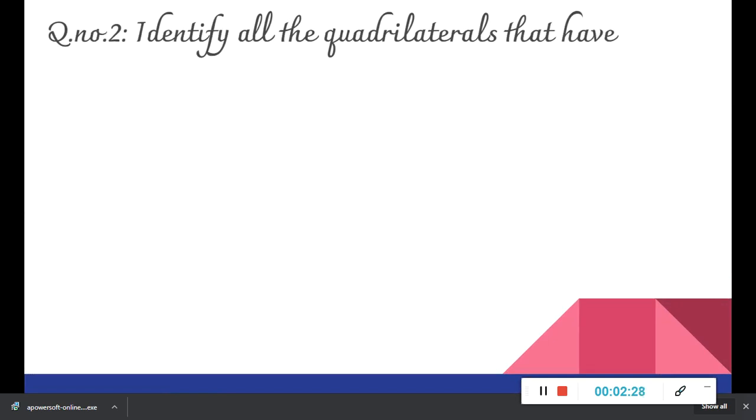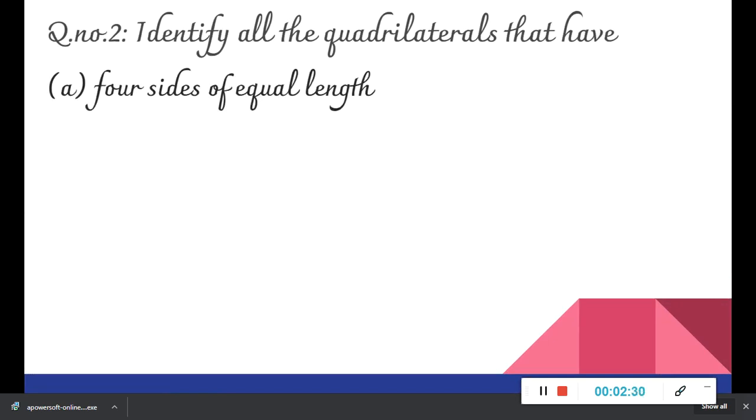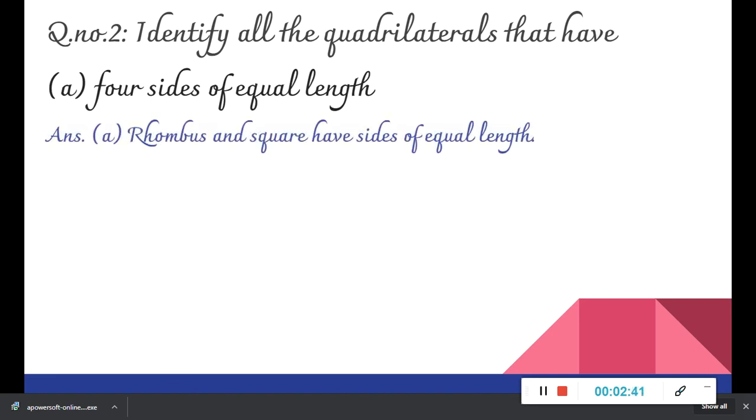Identify all the quadrilaterals that have four sides of equal length. Means all four sides are equal in length. What is the answer? The quadrilaterals having all four sides equal are square and rhombus. So what is the name of the quadrilateral? Rhombus and square. Okay. Now the second one, four right angles.